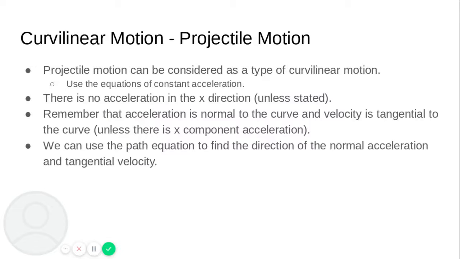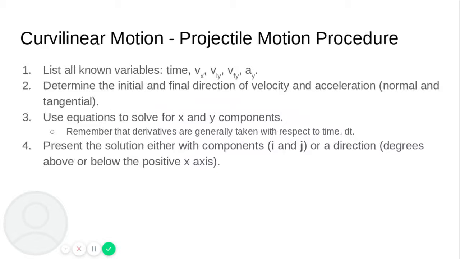Projectile motion is a type of curvilinear motion. Just to note, we can use the equations of constant acceleration. We know that gravity is constant, so there's generally no acceleration in the x direction for projectile motion equations. Also remember that acceleration is normal to the curve and velocity is tangential to the curve, and we can use the path equation to find the direction of the normal and tangential vectors.